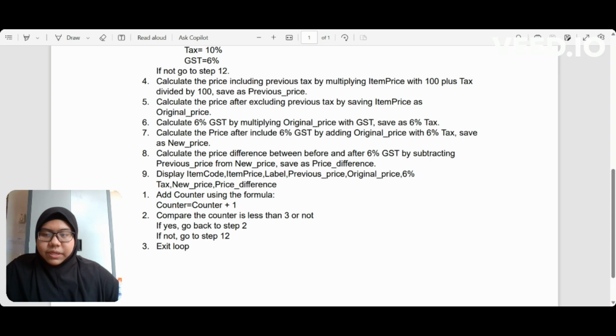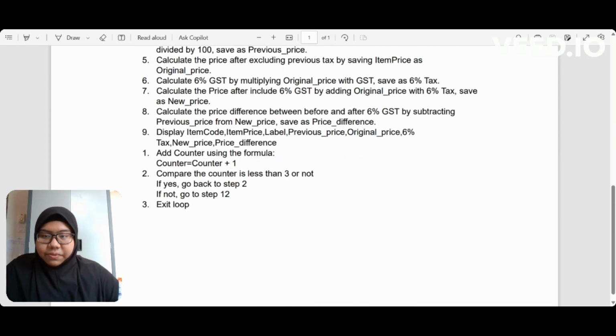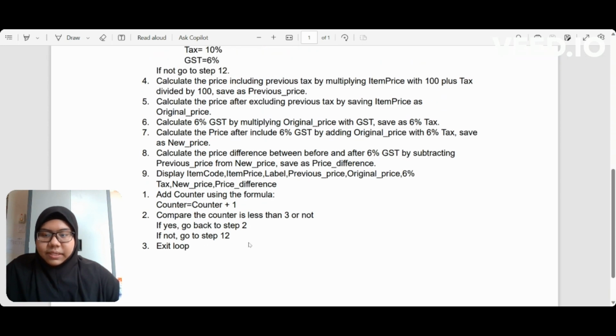So now we're going to add counter using the formula counter equals counter plus 1. Compare whether the counter is less than 3 or not. If yes, go back to step 2, so we go back over here and enter the item code, item price, and label. If not, we go to step 12, which is exit loop. Sorry if there's an error over here, ignore that. This is actually step 12, and that's pretty much it.